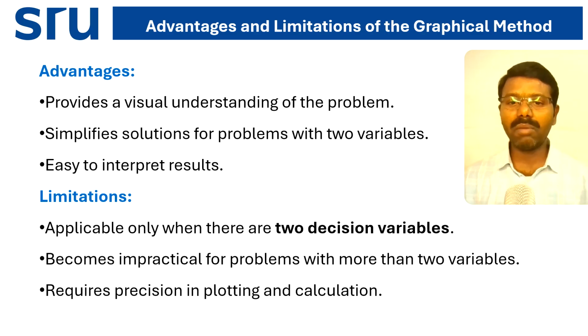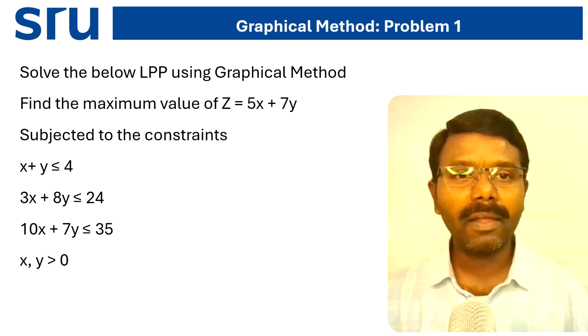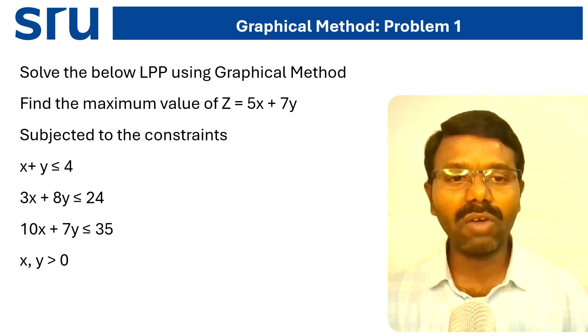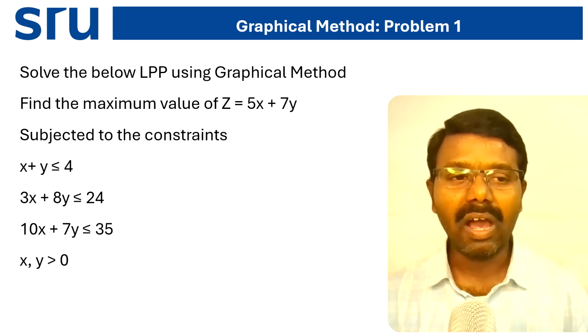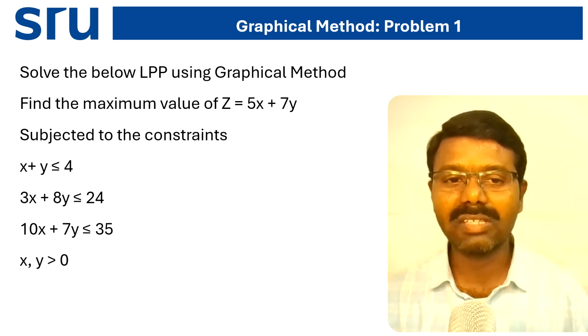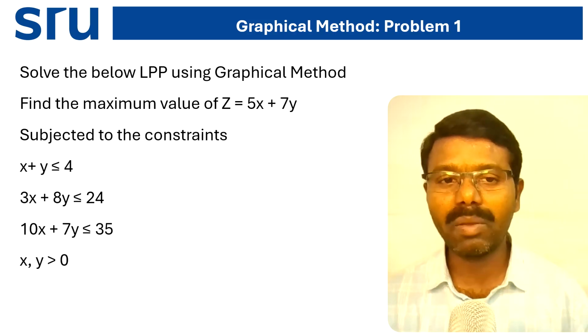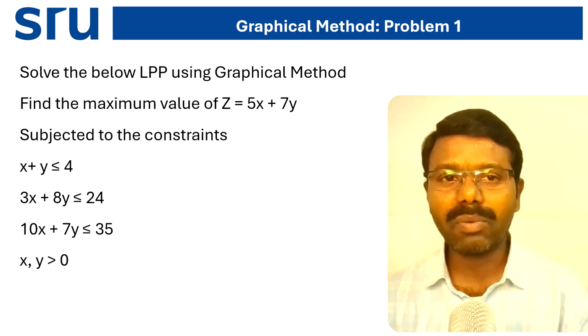Let us take one problem and try to solve it using this graphical method. Solve the below linear programming problem using the graphical method. Find the maximum value of z, which is equal to 5x plus 7y, subject to the constraints. Here three equations are given, with the objective function z equals 5x plus 7y. In the previous video we understood how to formulate the LPP. After you understand the problem and write the linear programming, you get a set of equations.